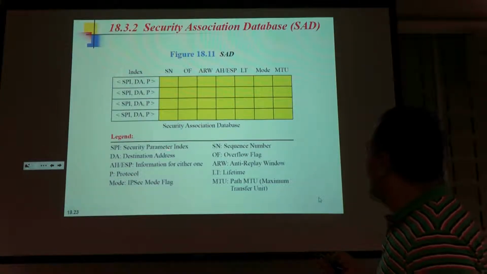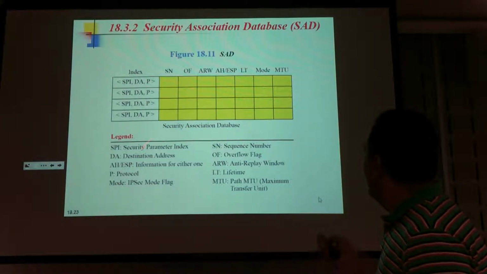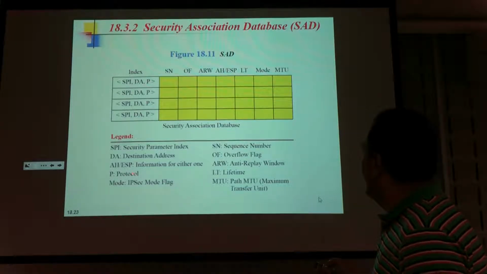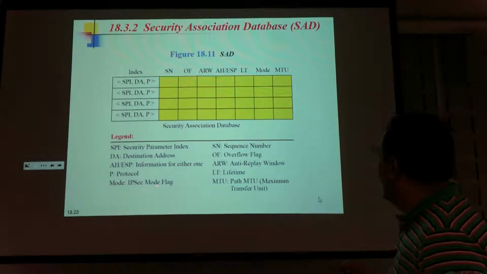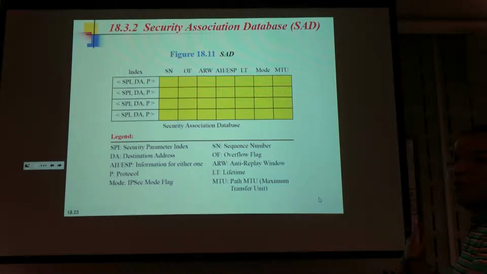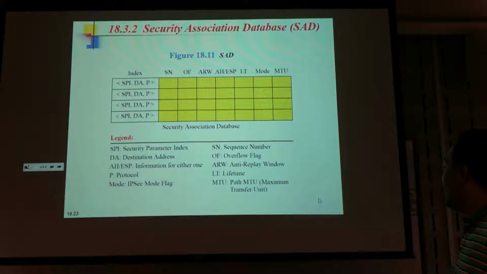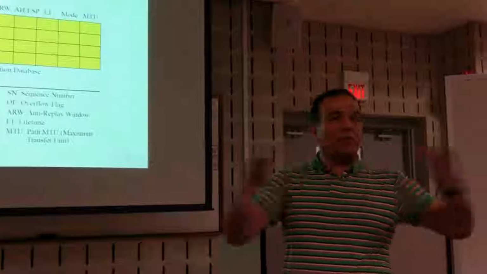So the SPI is the security parameter index, the DA is the destination address, AH or ESP is the information for either one. P is the protocol. And mode is the IPsec mode flag, SN is the sequence number, OF is the overflow flag, and then the replay window. What is the size of the window? Like in our example, it was 5, right? And LT is the lifetime, and the path MTU is the maximum transfer unit. Remember that the data could have a maximum.